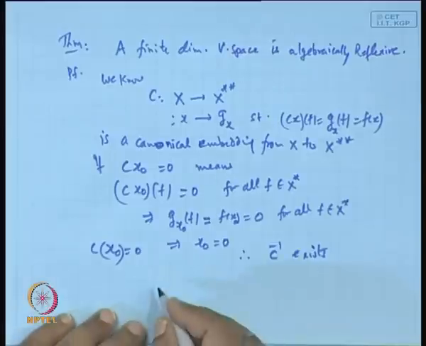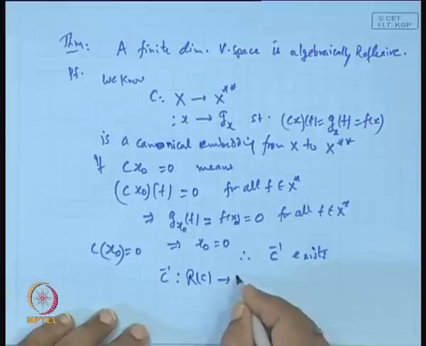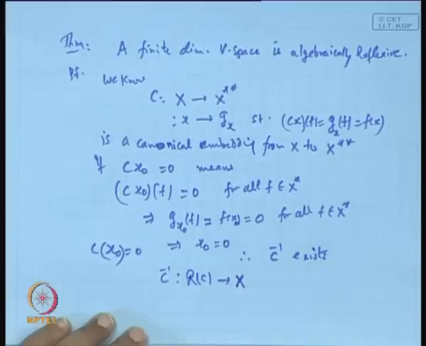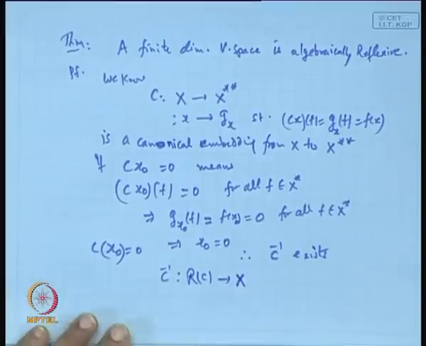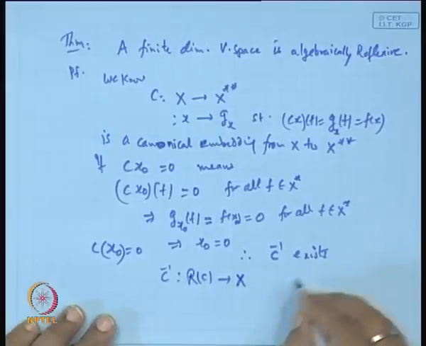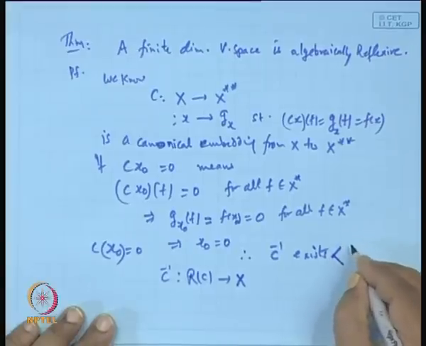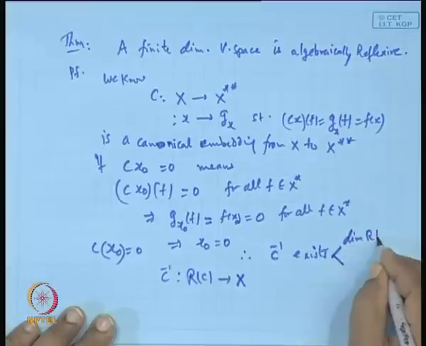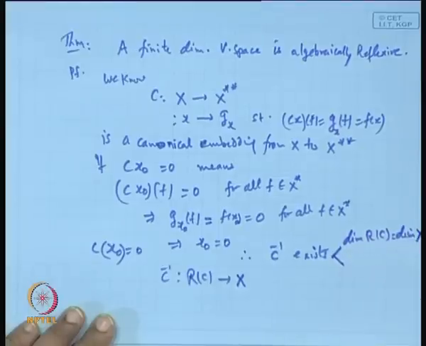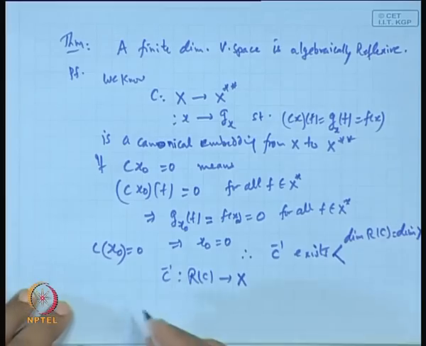Once C inverse exists, C inverse is a mapping from the range set of C to X. And not only this, when it exists, we get from here that the dimension of R(C) is the same as the dimension of X. As soon as the inverse exists, both will have the same dimension.